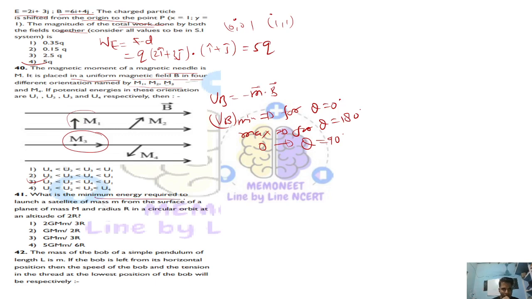Okay, now moving to the next question. What is the minimum energy required to launch a satellite of mass m from the surface of a planet of mass M and radius R into a circular orbit? Its mass is M and radius R. Now we want to launch a satellite which will revolve in a radius of 2R. You can simply do the energy conservation, or you can also use the orbital energy.